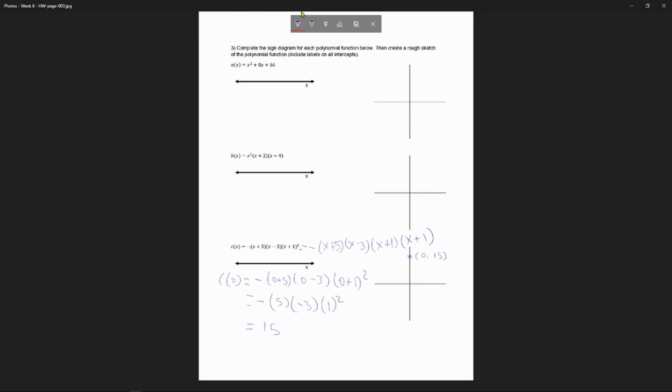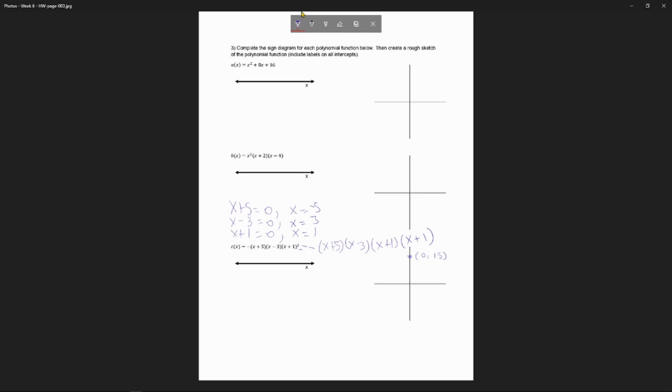And next, we can find out where your y values are going to equal 0. So to do that, again, we can just set x plus 5 equal to 0, x minus 3 equal to 0, and x plus 1 equal to 0. And so on this number line, we'll have x equals negative 5, x equals positive 3, and x equals negative 1. I'll go ahead and erase all of this so we have some more room to work.